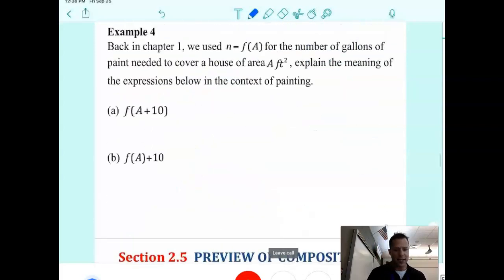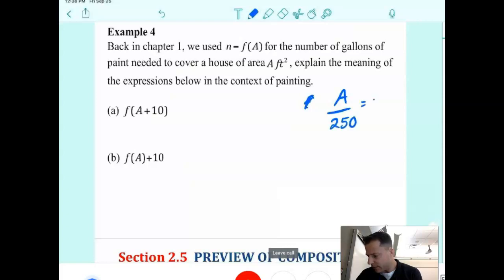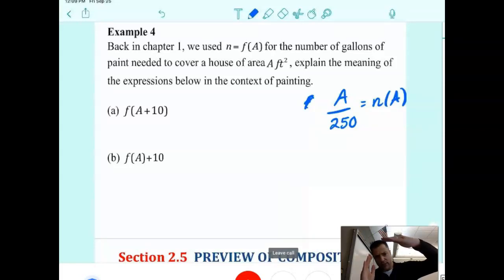Example 4. And this one can be a little tricky. I'll use Desmos in class to show you this. Back in chapter 1 we had this equation, f of A equals A over 250, the number of gallons. We talked about how 1 gallon paints 250 square feet. And they ask us to interpret these results. Explain the meaning of the new thing below. So remember that horizontally it was the square footage of the house, and vertically was the number of gallons.